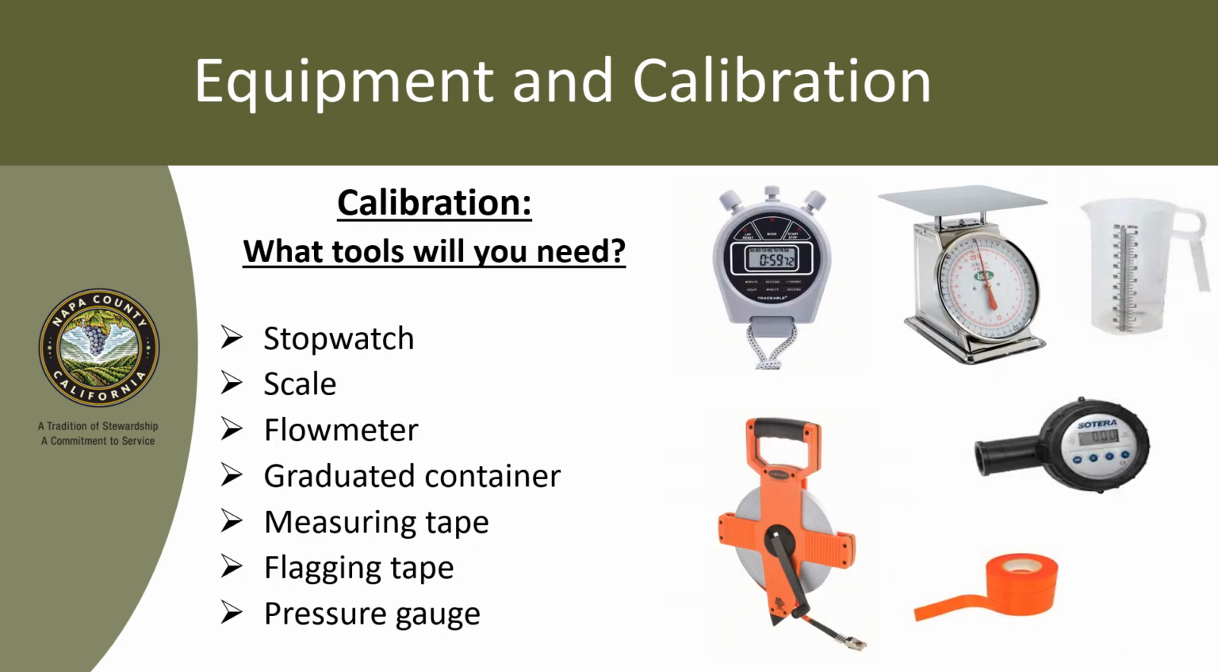So what do we use to calibrate? All of these things. The stopwatch, obviously, a scale. You might need to measure out a certain amount of powder or liquid, the graduated container for the liquids there on the right, a measuring tape, flagging tape, a pressure gauge. All of these things are things that you will need to make those calibrations.